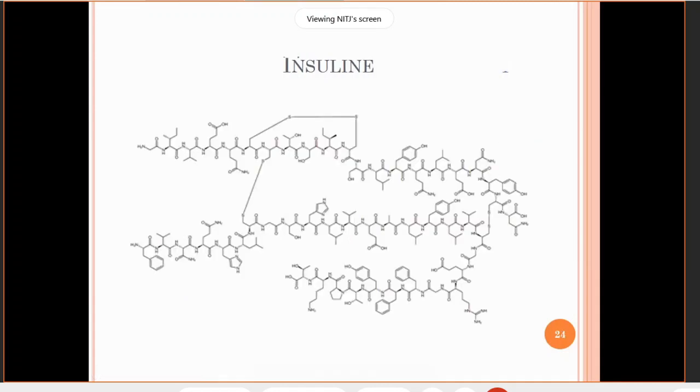This is the insulin. Nowadays, there are mini pumps which deliver the insulin automatically into the bloodstream, depending upon the glucose level in the blood. So this is the system nowadays which is coming up very fast.